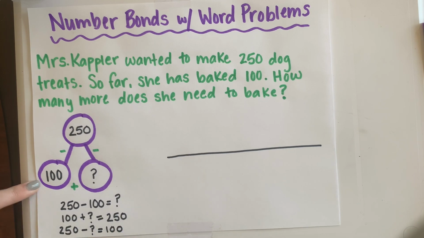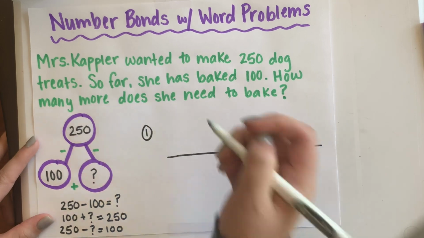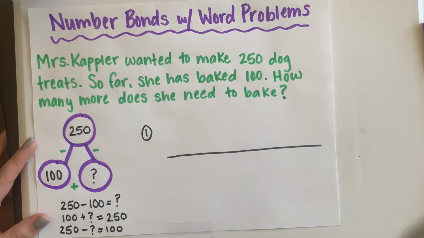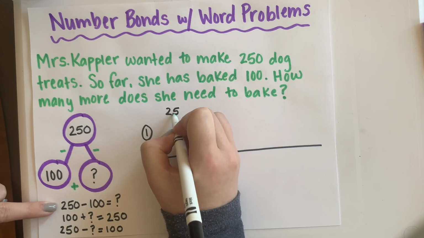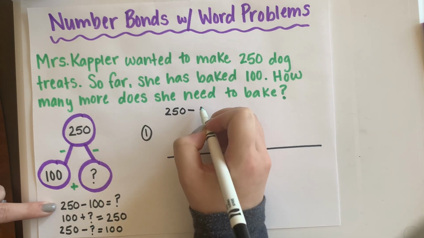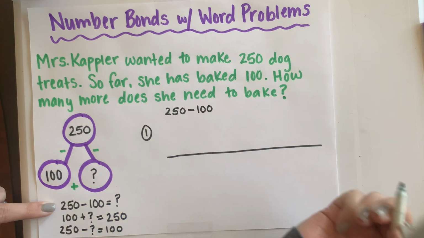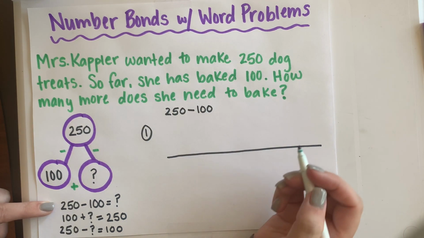So now from here I can choose any of these strategies to solve my equation. Today I'm going to show you two different ways. So here's going to be the first way. And the equation that I'm going to use is the first one right here. 250 minus 100. And I'm going to use a place value drawing.